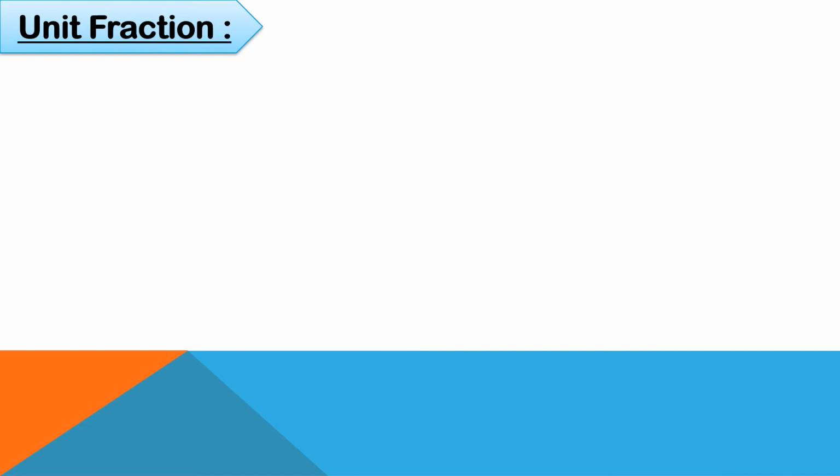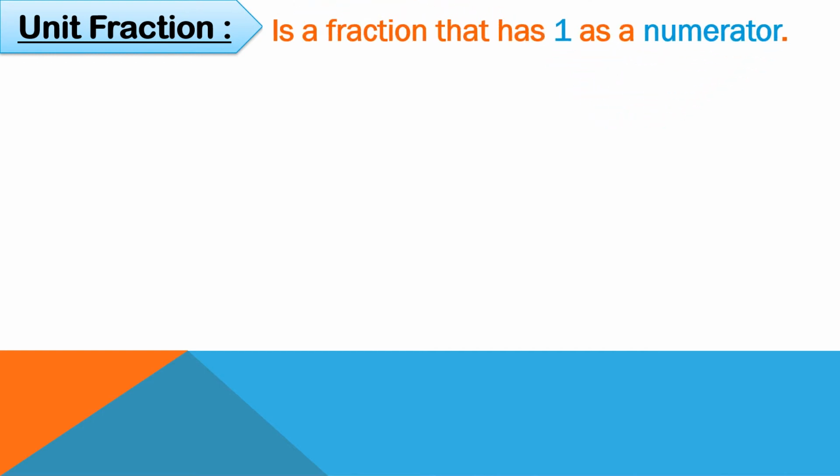Now let's start a new topic. Unit fraction. What do we mean by unit fraction? Unit means 1. So the unit fraction is a fraction that has 1 as a numerator. What did we say about numerator? Numerator is the number on the top in the fraction. So the number on the top in the fraction is called numerator. When it equals 1, it means this fraction is a unit fraction.